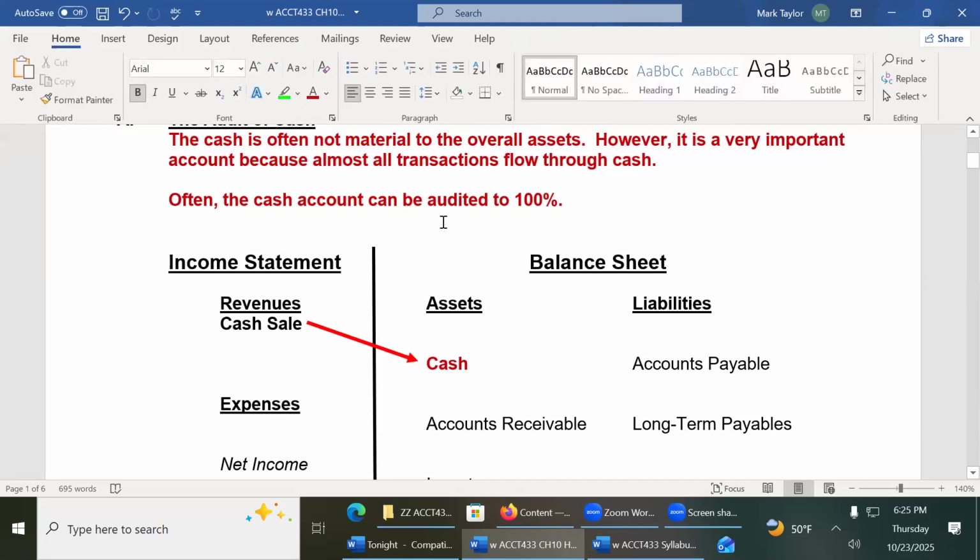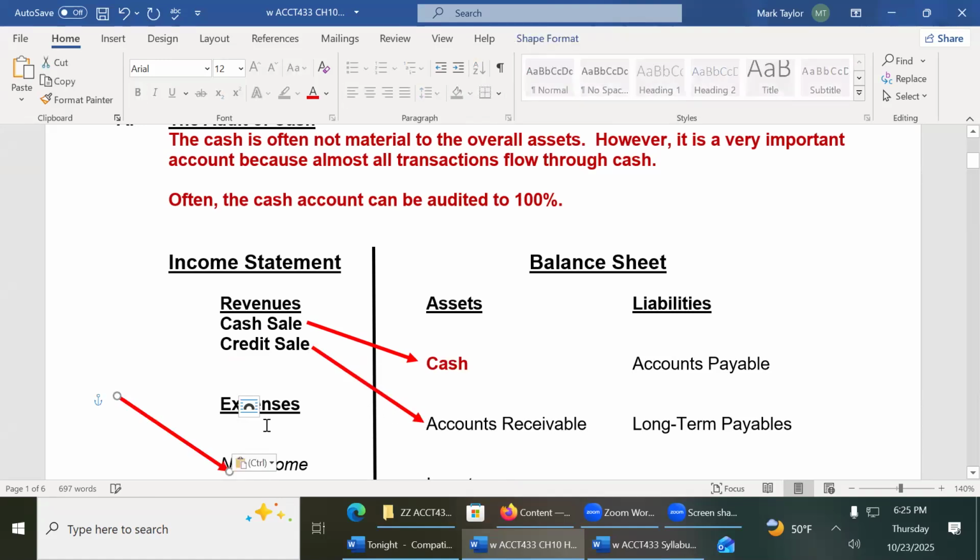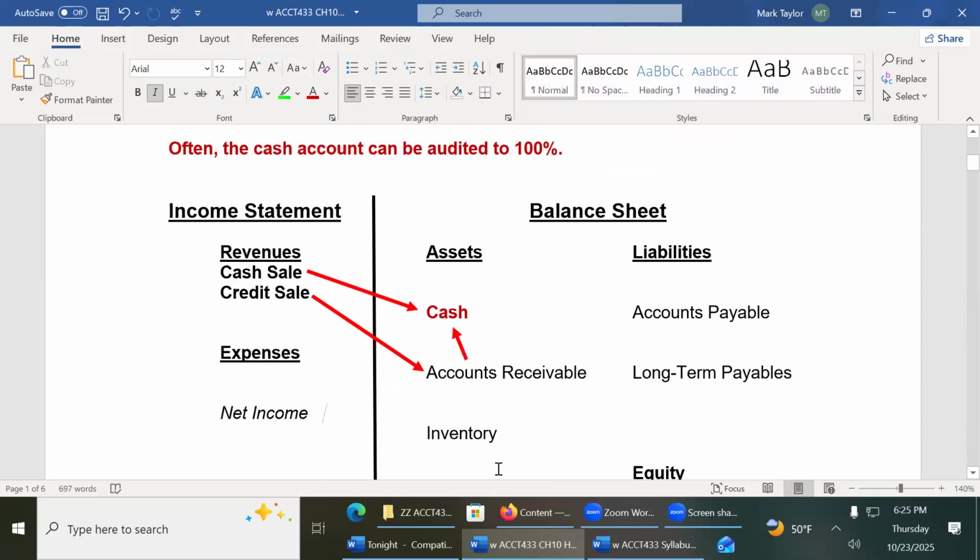And you say, okay, well, what if we do a credit sale, right? A credit sale would look like this. Credit sales go through accounts receivable. We collect the accounts receivable. It goes through cash. So any sale is going to eventually go through cash.